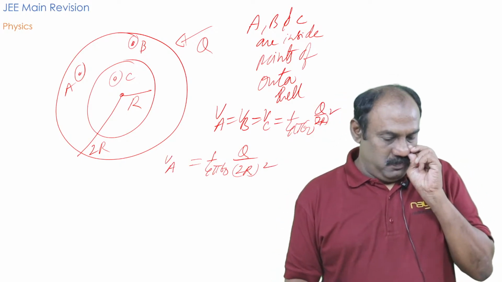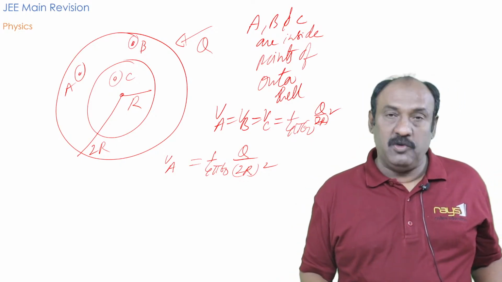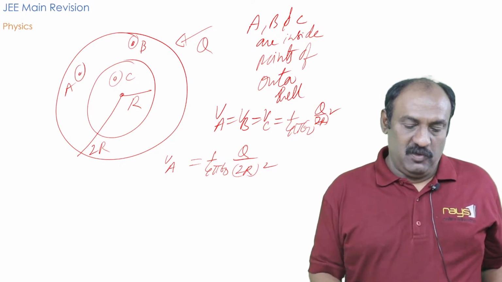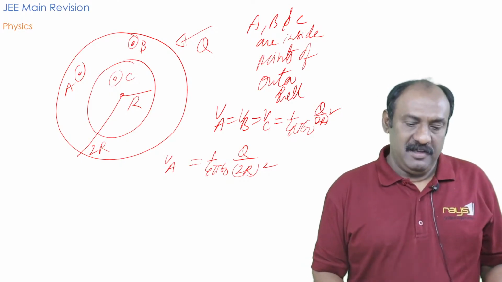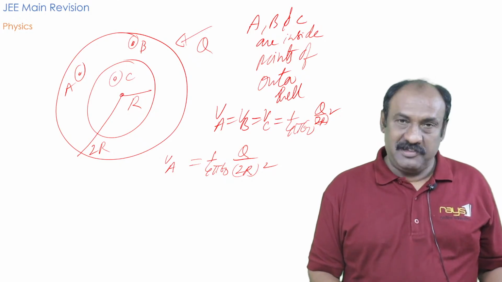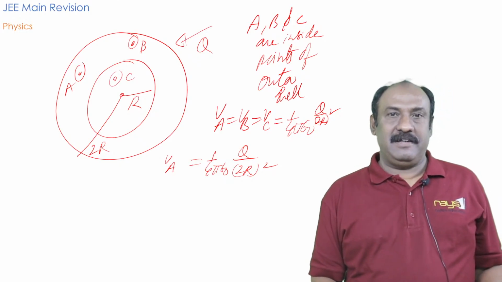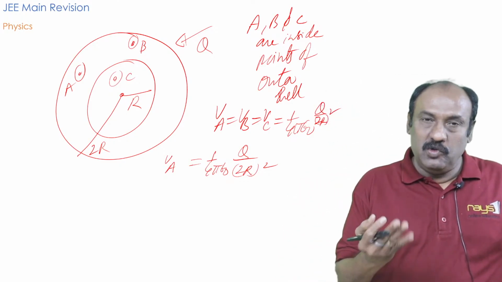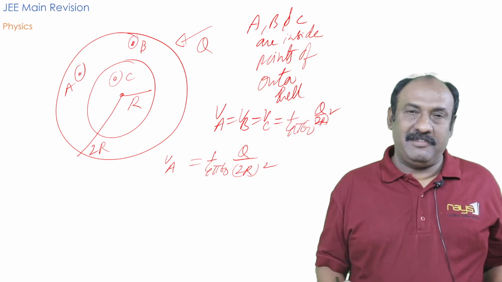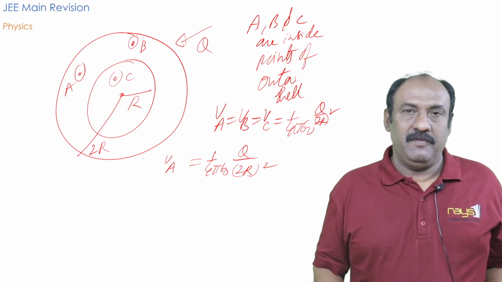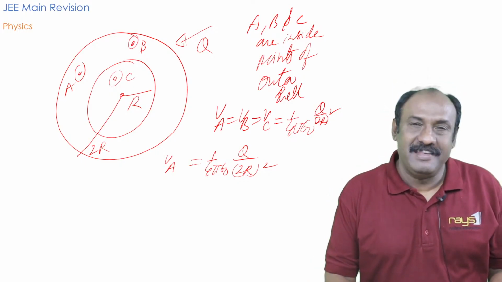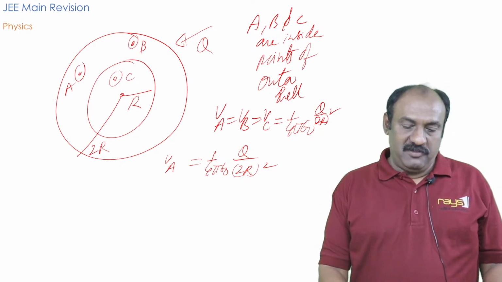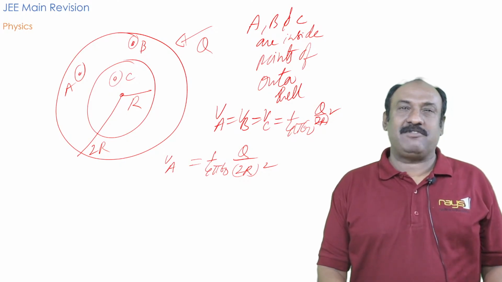Now what is the potential due to the inner shell? No charge is given to it. Charge is given only to the outer shell. Due to that, all these points come under the effect of the charge given to the outer shell, but not the inner shell, because there is no charge on the inner shell. For that reason, points A, B, C are considered inside points of a shell of charge Q and radius 2R.